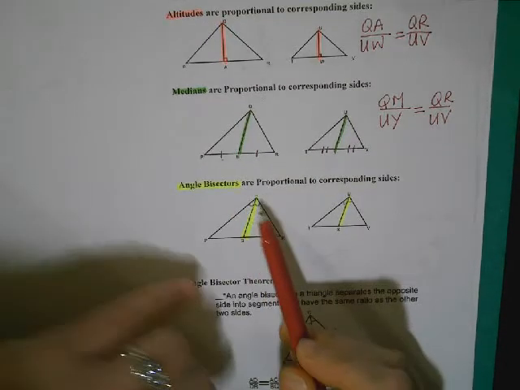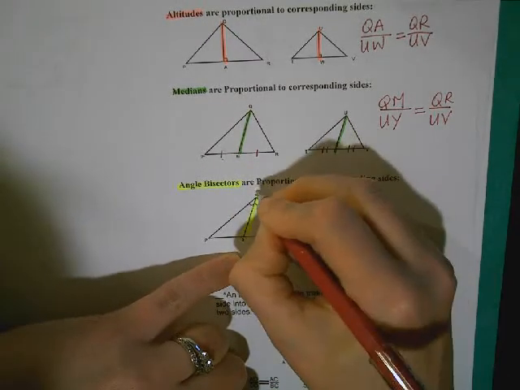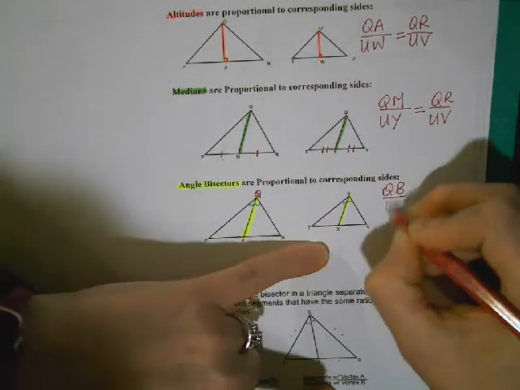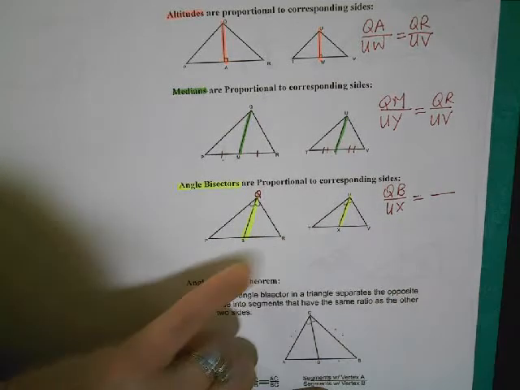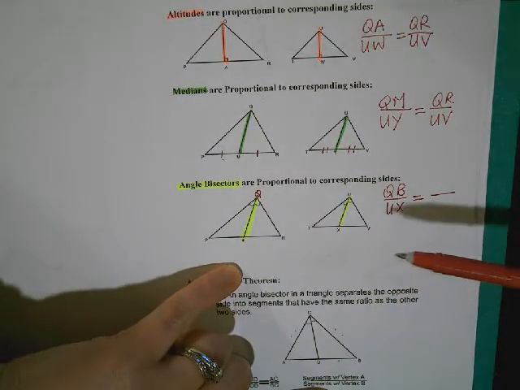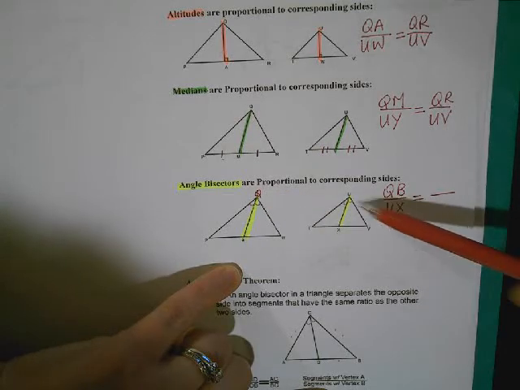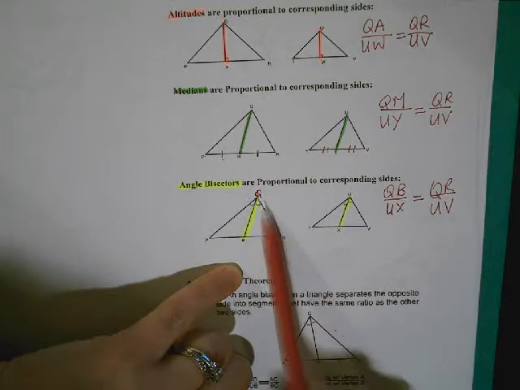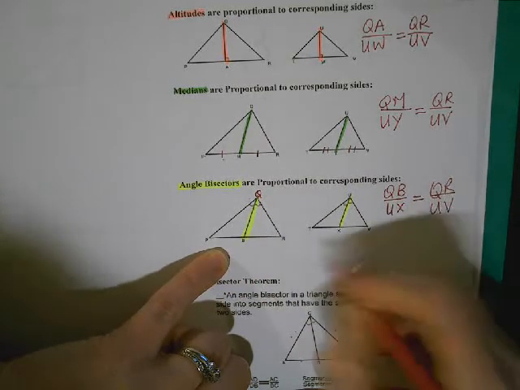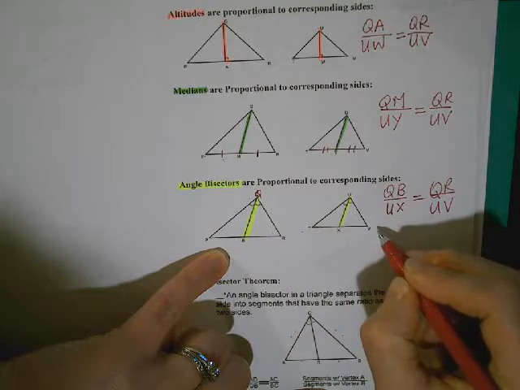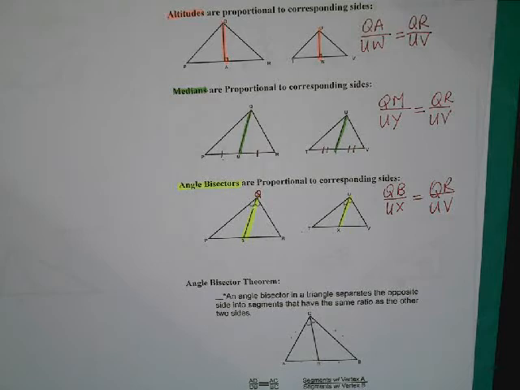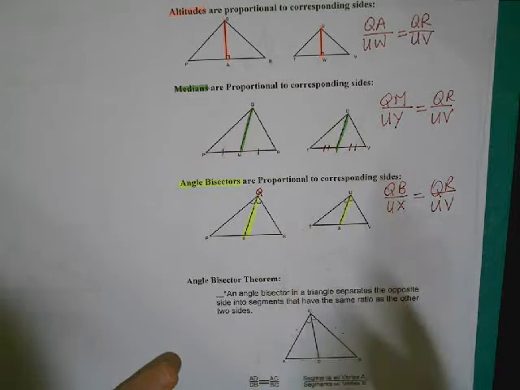And lastly, the angle bisectors, same concept. We would say QB over UX equals, and then we could pick another set of corresponding sides, like QR over UV. But that's not the only one we could pick. We could have said the same thing, but instead said PR over TV or PQ over TU. So their corresponding sides are going to be proportional to the ratio of those special segments.